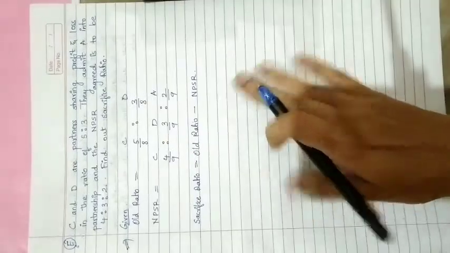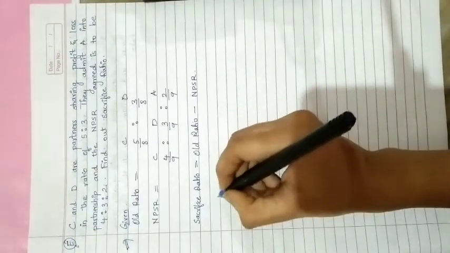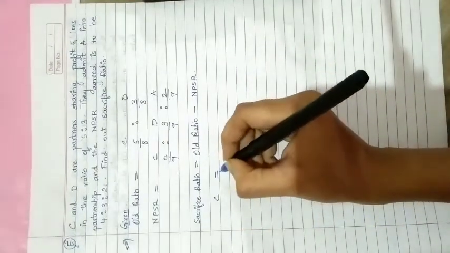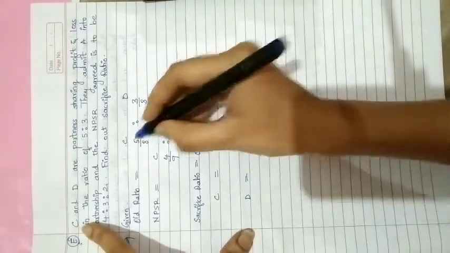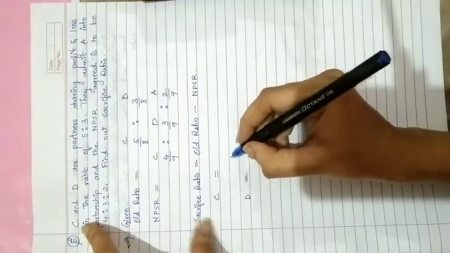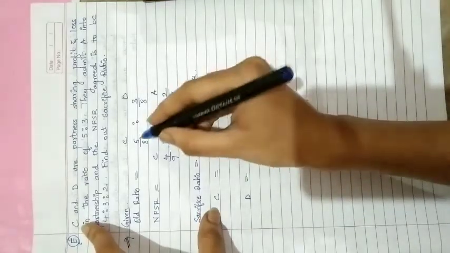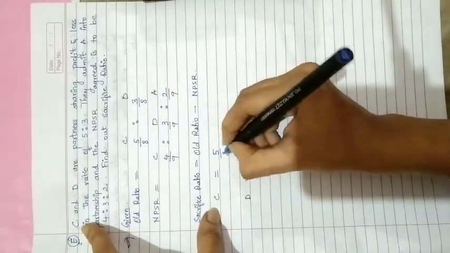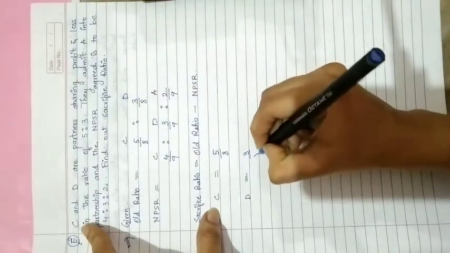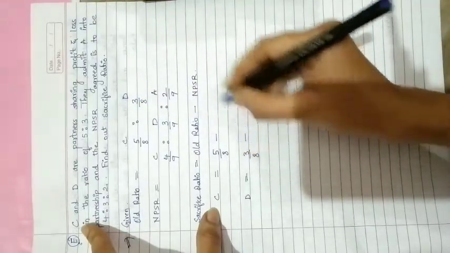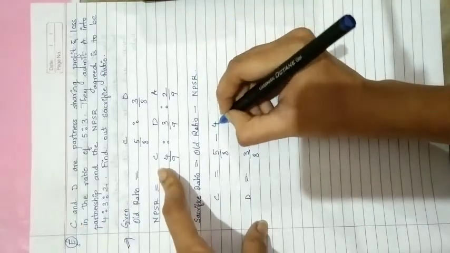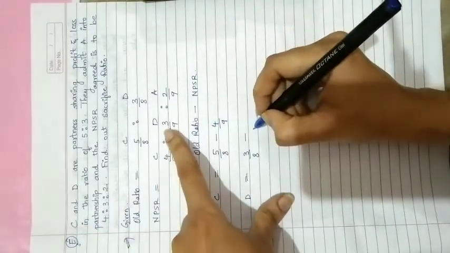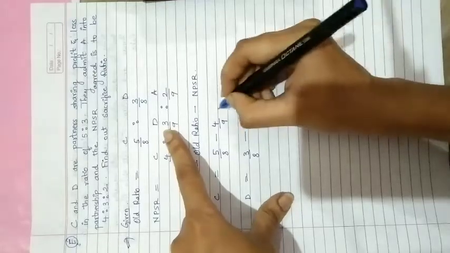Now we'll calculate it for the old partners because only the old partners are sacrificing the share here. C and D are old partners. So the old ratio of C is 5/8 and D is 3/8, minus the new profit sharing ratio. The new profit sharing ratio of C is 4/9 and D is 3/9.